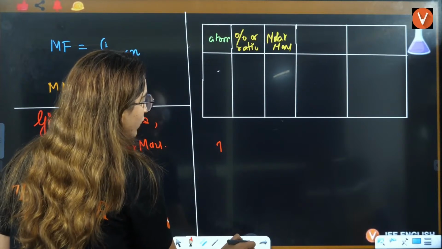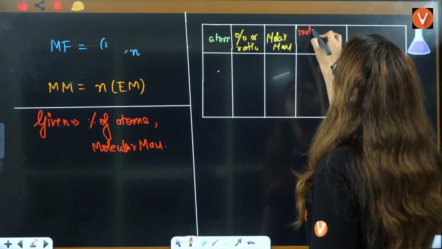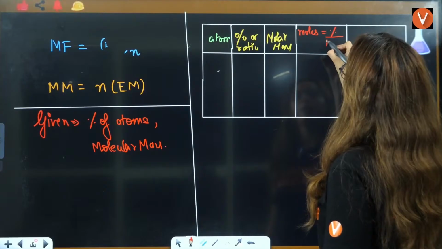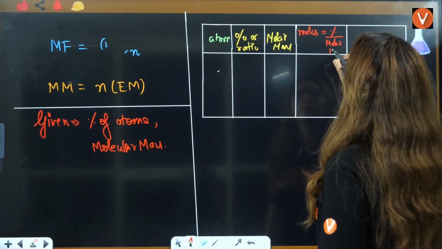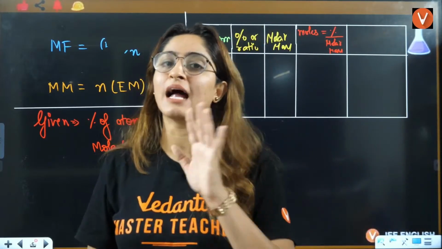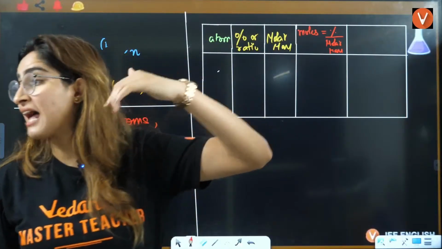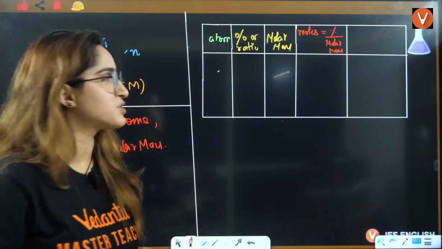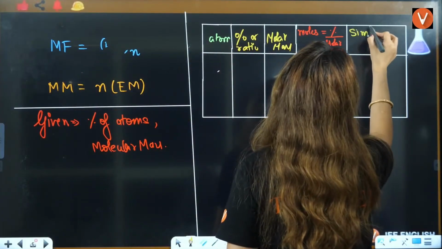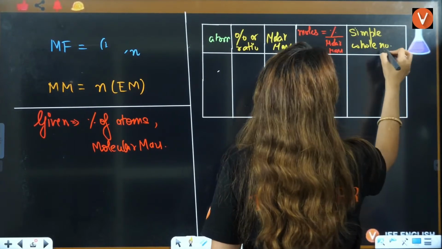And tell me how to calculate the number of moles. Moles is nothing but given mass divided by molar mass, right? Percentage is given and that is grams only. Don't worry, when I solve the question, you will get more clarity on this. And the last step, we will calculate the simple whole number ratio, okay?